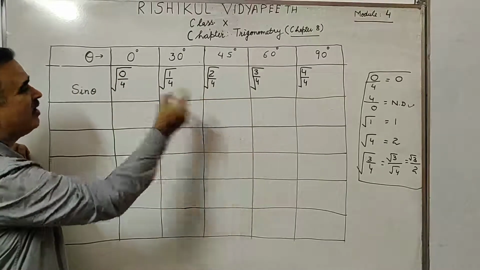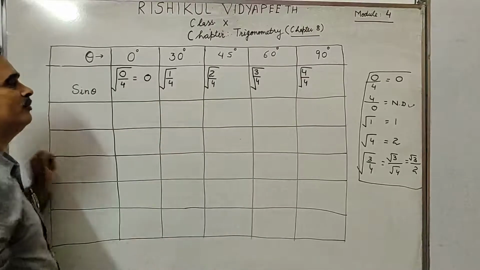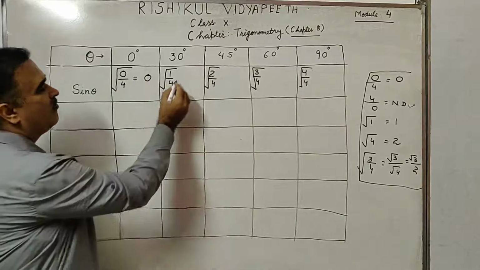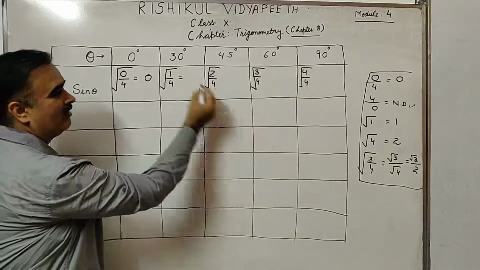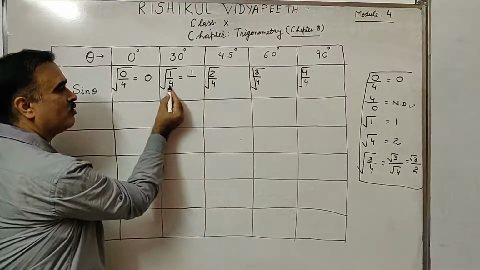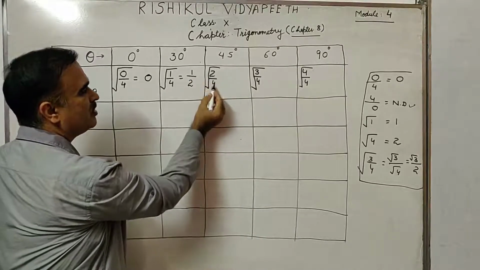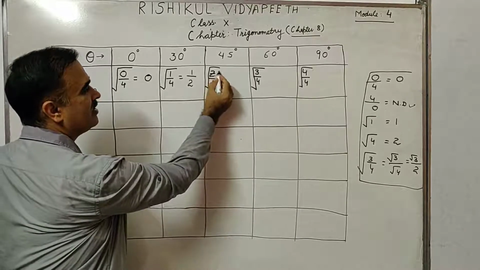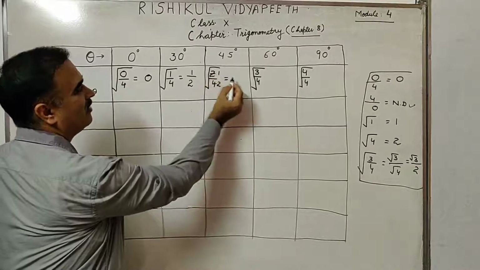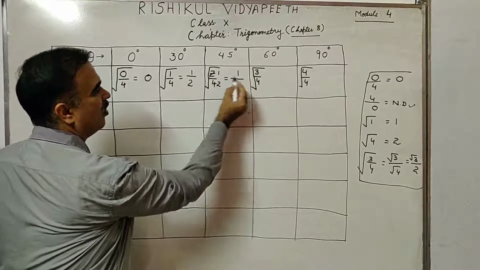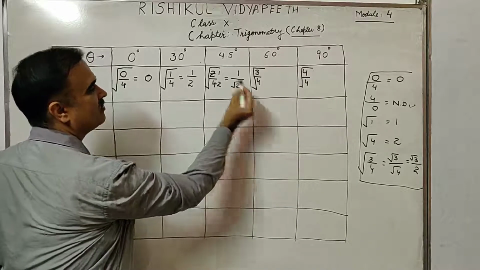I told you 0 divided by something is 0, and root of 0 is 0. This value is 0. Root of 1 by 4 means we have to find the square root of 1 and the square root of 4. Square root of 1 is 1, and square root of 4 is 2. And what is this, my child? This is numerator 2, this is denominator 4. We cancel it, this is 1, this is 2. And what is the square root of 1? It is 1. What is the square root of 2? It remains root 2 as it is.